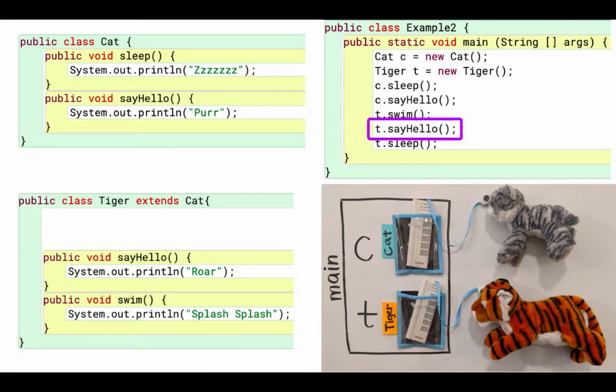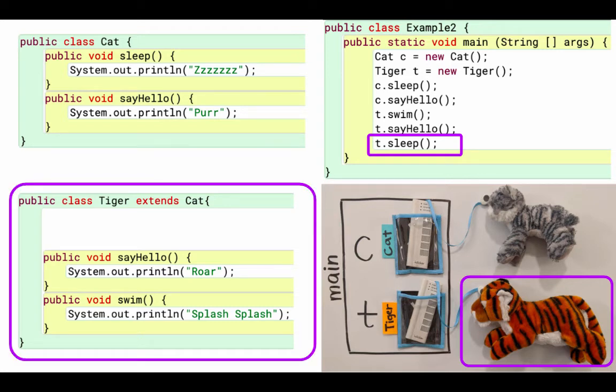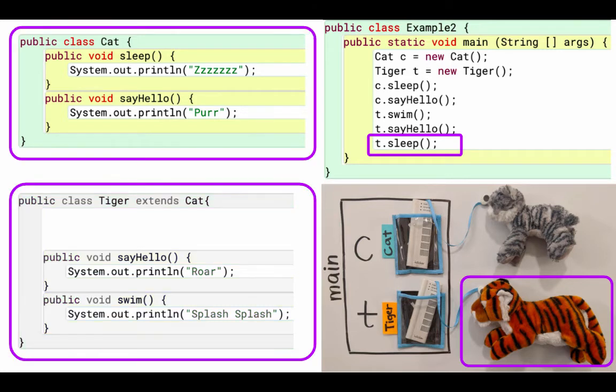Okay, our last line is t.sleep. We're calling this method on t, which is referencing something of type Tiger. So we're calling this method on a Tiger object. So we're going to look inside the Tiger class. And there we don't find the sleep method. Since we don't find the sleep method, we need to go to the parent's class. That's the Cat class. And there we're able to find the sleep method.